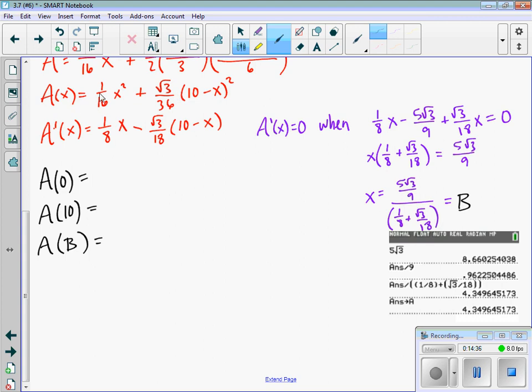So if I plug 0 in, this part would be 0. This part would be 100, so 100 square root of 3 over 36. You can type it in and get a decimal. Do the same idea for 10. 10 back here makes it easy. What's that going to be? 0, and then here we get 100 over 16, so you can type that in, and then plug the b value in using your calculator.